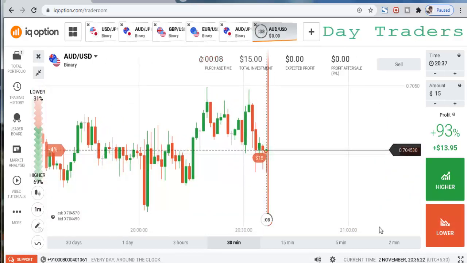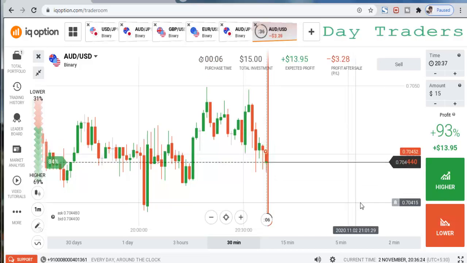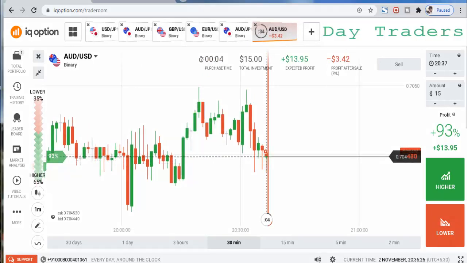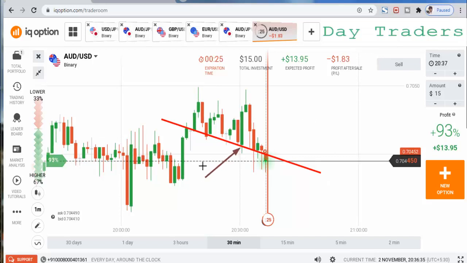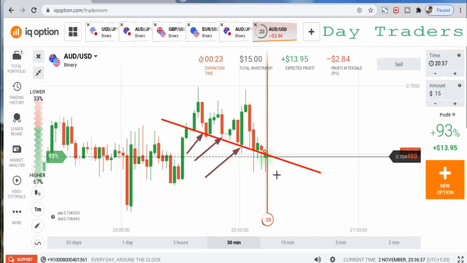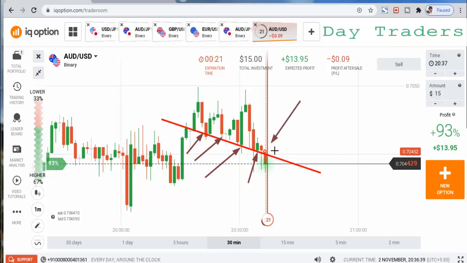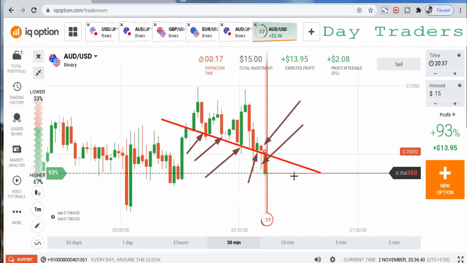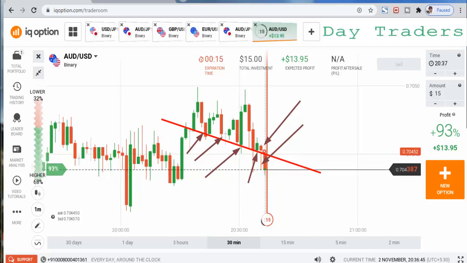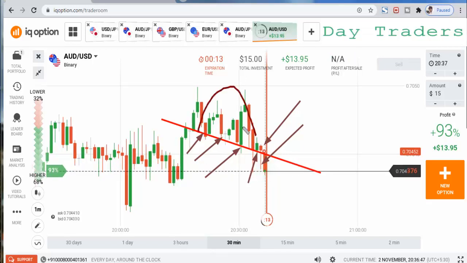Okay, we'll place a lower option. This is a buyer's area, and previously there was some buyer's entry, again buyer's entry, again buyer's entry. But these buyers, after some seller's entry, continue the market. This wick makes a new low. So that's the reason I'll place a lower option.